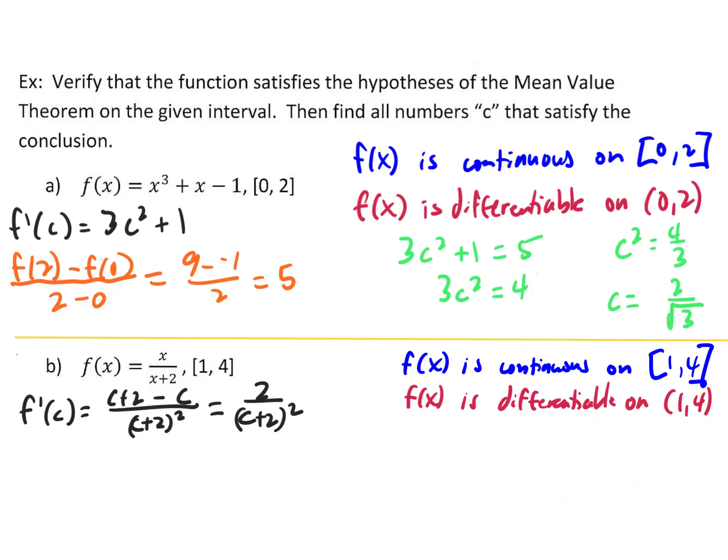Now I need to find the slope of the secant line, which is the slope of the line that connects these endpoints. So again, that's f of 4 minus f of 1 over 4 minus 1. When I plug 4 in, I get 4 over 6, which is 2/3. When I plug 1 in, I get 1 over 3, and then I have 3 on the bottom. Well, 2/3 minus 1/3 is 1/3. 1/3 divided by 3 is 1/9.